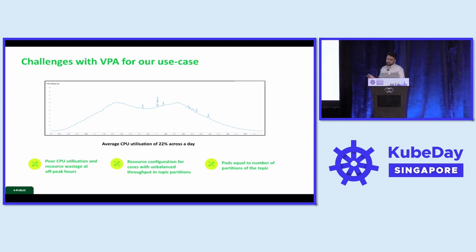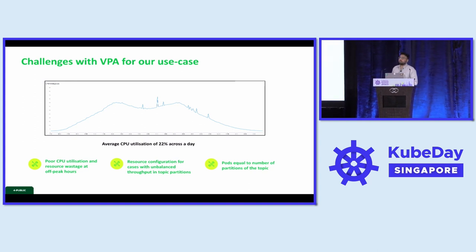For example, the CPU utilization or the resource utilization was quite good at peak hours, but it was not very good during off-peak, as you can see from the dashboard itself. As I said earlier, these are Kafka consumers. So despite our effort to design an architecture which has equivalent load across all the pods, theoretically that's how it should work, but practically, it didn't come even close.